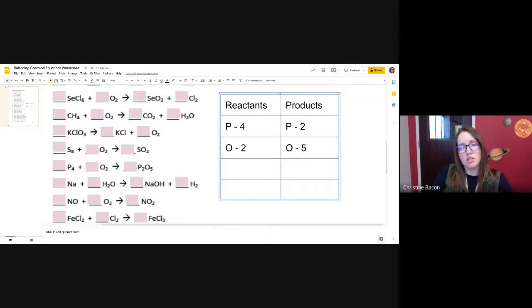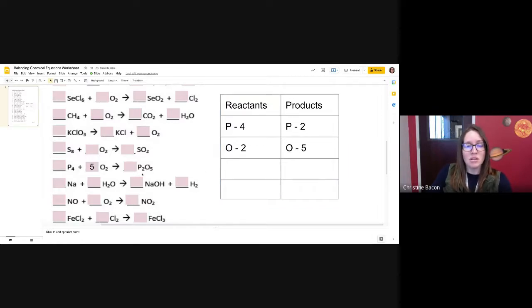So the first thing I want to do, this is kind of a weird number. So what do I need to do to bring these 2 numbers to the same level? Because this is just part of one molecule, we're going to have to come up with the least common multiple. The least common multiple between 2 and 5 is 10. So to bring both sides up to 10 atoms of oxygen, we're going to have to add coefficients. The coefficient we would use on the reactant side would be 2 times what equals 10? Well, that answer is 5.